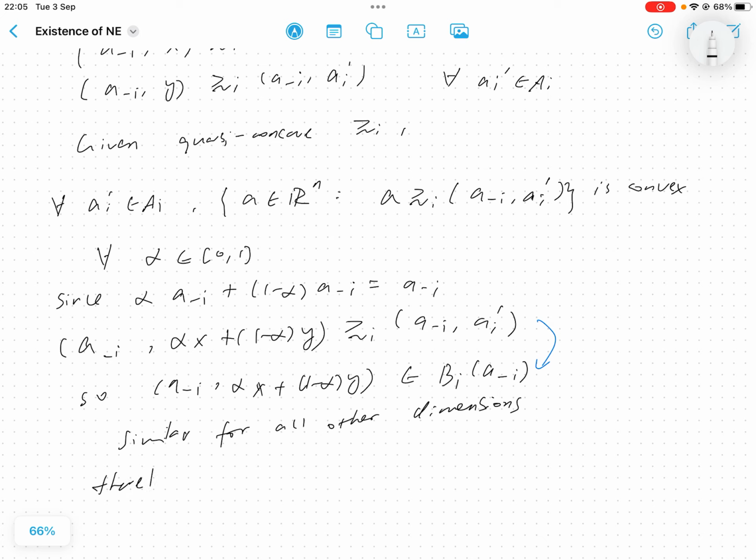Therefore, for all the a from the action profile set A, this B(a) is convex, right? Because we have already proved it for player i, and this is also true, symmetric, for all the other players. And this is true because the midpoint, or the convex combination, is still inside, so we have this convexity, right? Okay.